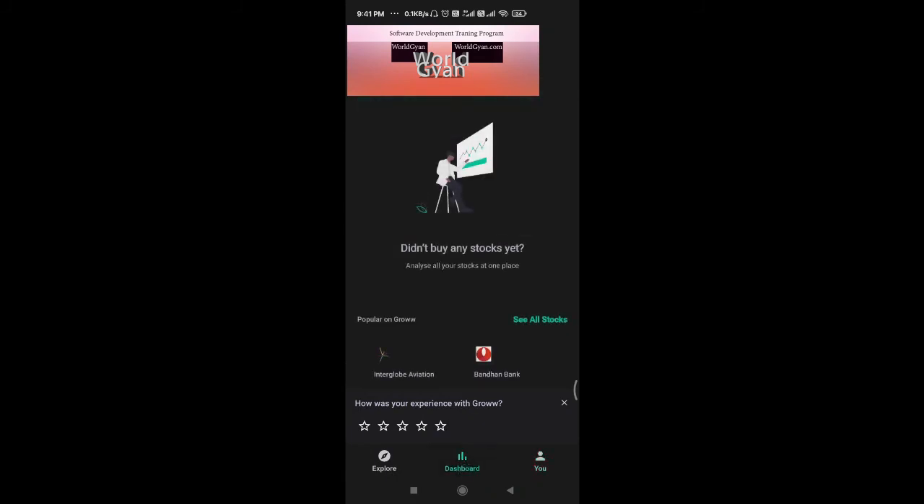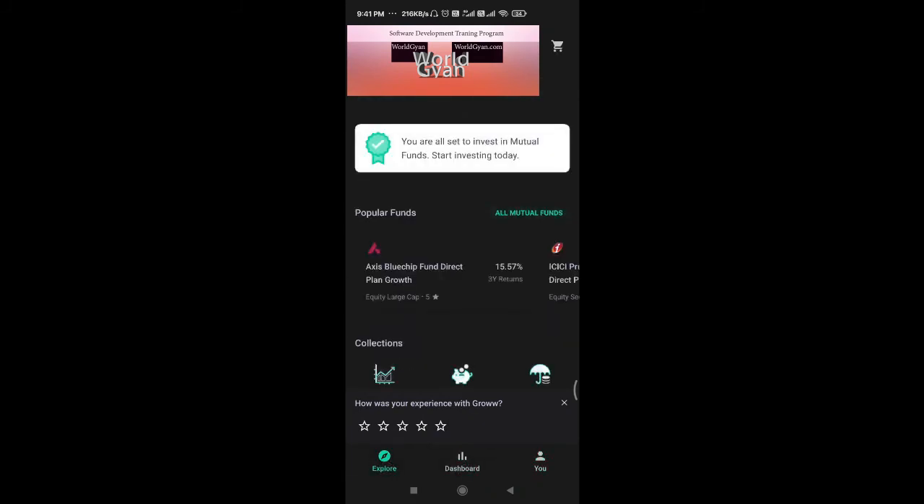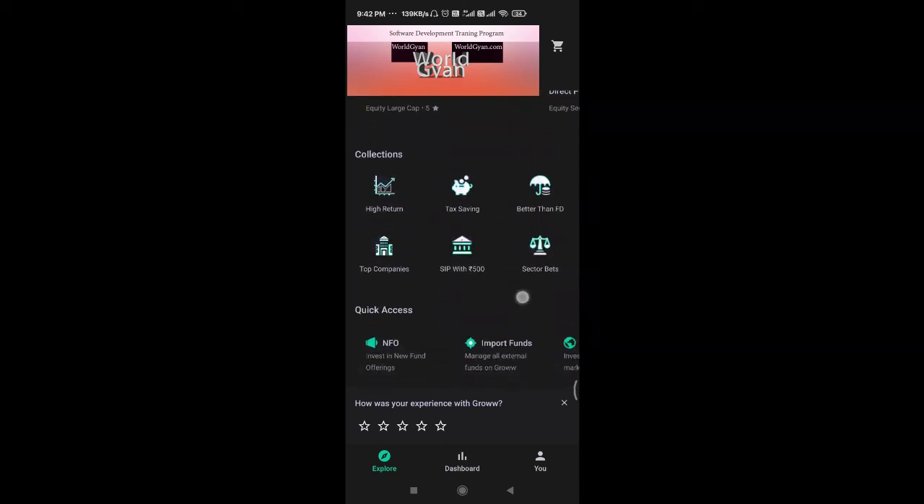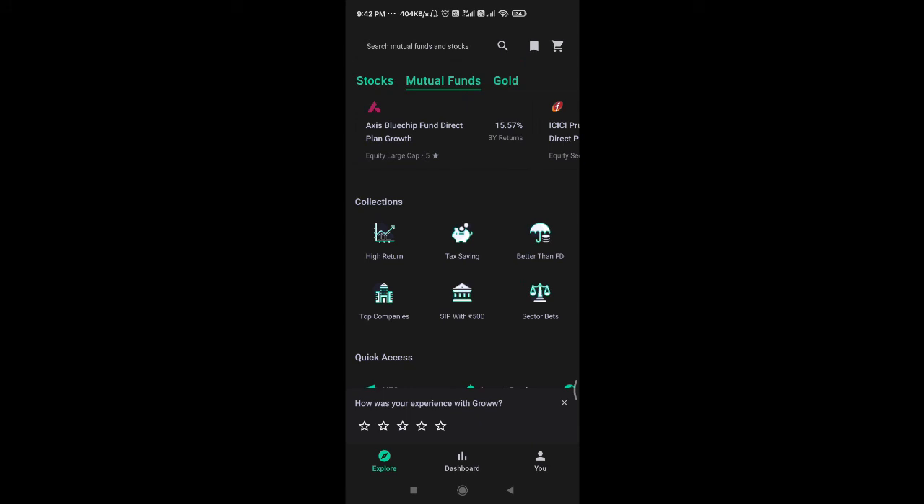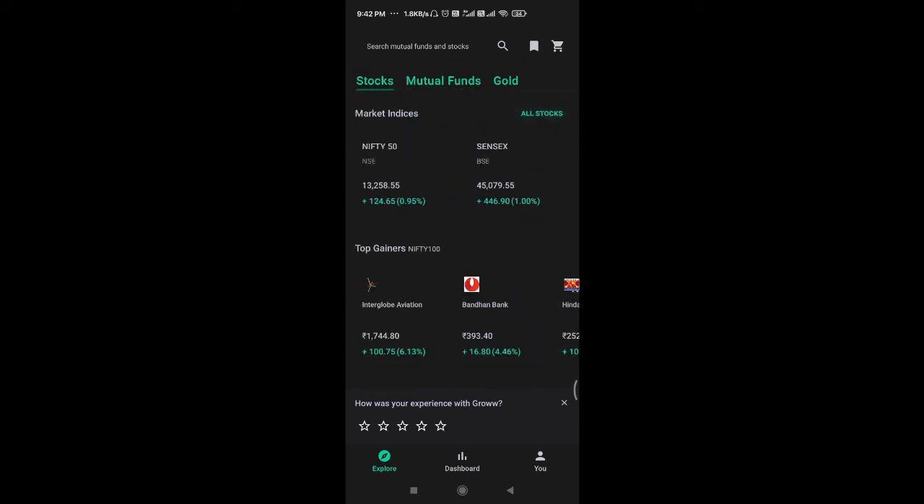Otherwise, the other option is the mutual fund. As I said, there is an exit load and a very minimum cost you have to pay for the mutual fund. So it is much better. The Groww app is, I think, very good for mutual funds, but for stocks I think other apps can be better. So you have to check and compare.